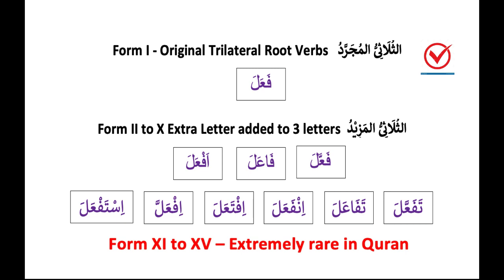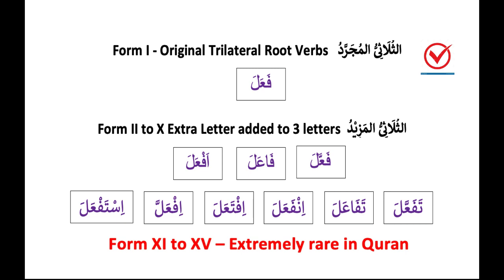So how is form 1 trilateral verb, which is as-thulathiyul mujarrad, different from form 2 to 10? Please note, the difference is there will be an extra letter added to these 3 letters, which are as-thulathiyul mujarrad. For example, we can see fa''ala. This is form 2 verb. And you can see ayn kalima has got an extra ayn there through the shadda which is added. So fa''ala has actually got 4 letters.